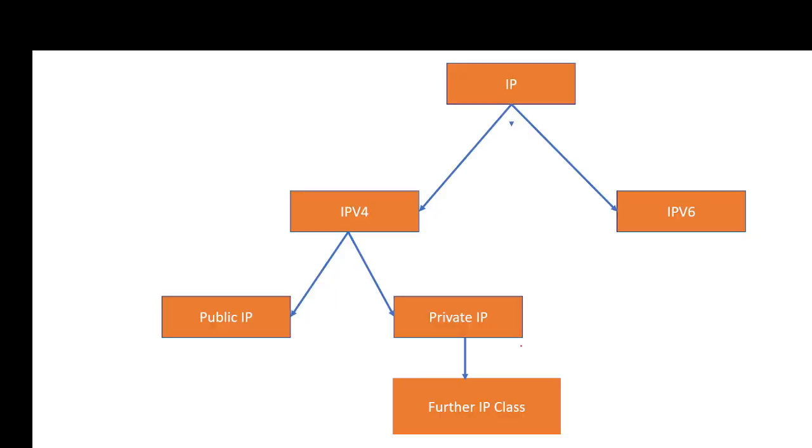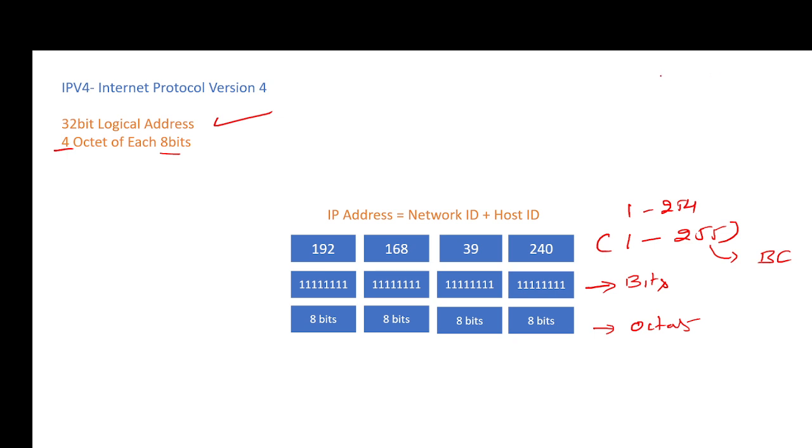And IPv6 is a 128-bit alphanumeric number. It is alphanumeric plus special characters. So that is the reason we call it 128-bit, because it includes alphanumeric plus special characters. I'll show you how IPv4 and IPv6 look. By looking at them only, you can understand.